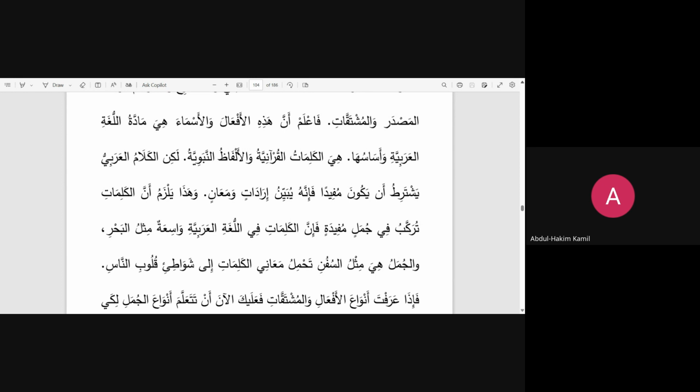You studied all the scales, all the mushtaqat, all the different forms of speech. These are the kalimat of the Quran. These are the wordings of the Sunnah of the Prophet. These are the prophetic words.